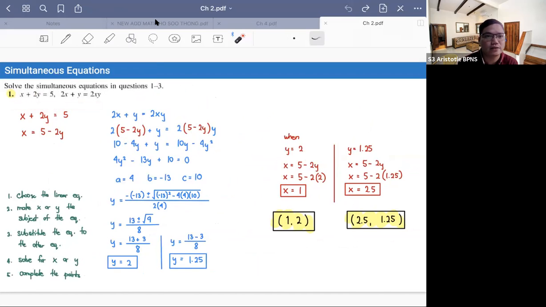So this is where these two equations here will intersect. Okay, any question, class? Sec 3. All right, so no question.